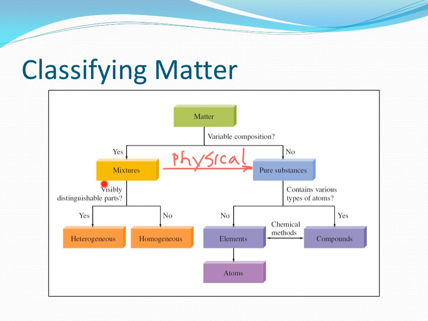Now, that's mixtures. On the other side, we have pure substances. Pure substances cannot be broken down by physical means. These are things that are either elements or compounds. Elements cannot be broken down any further. There's about 92 naturally occurring elements. And compounds are composed of two or more elements chemically bonded together.